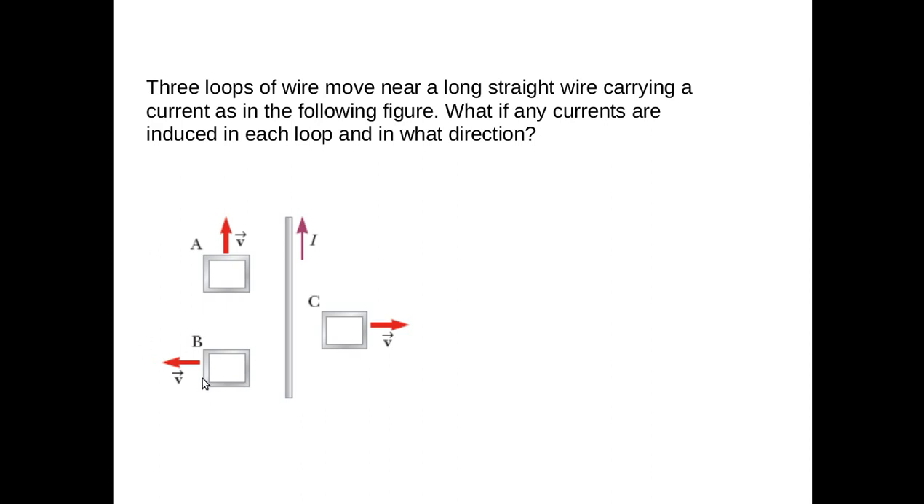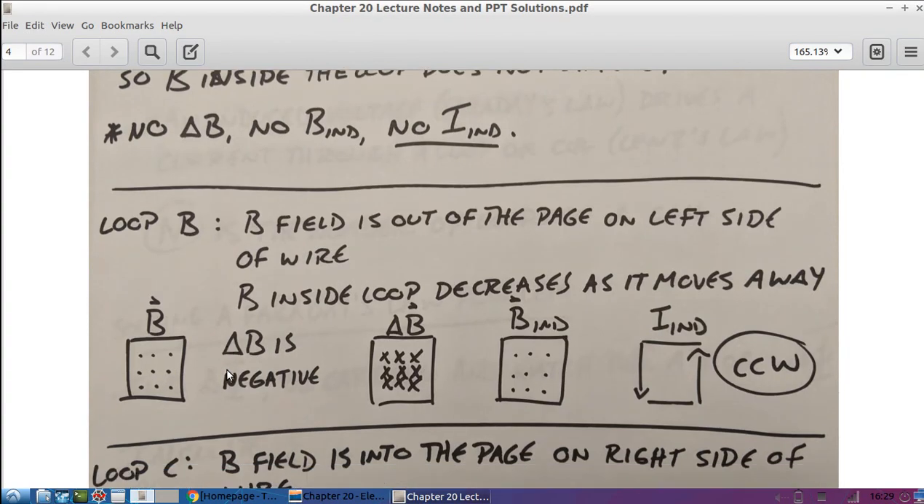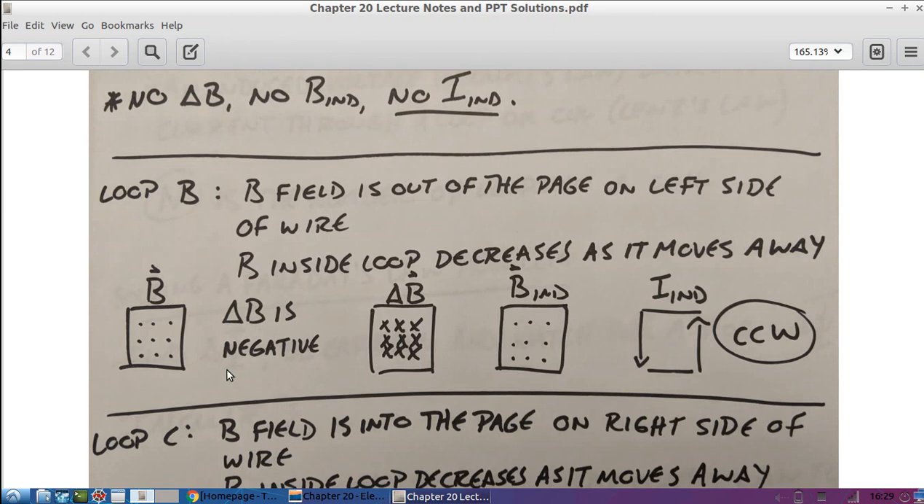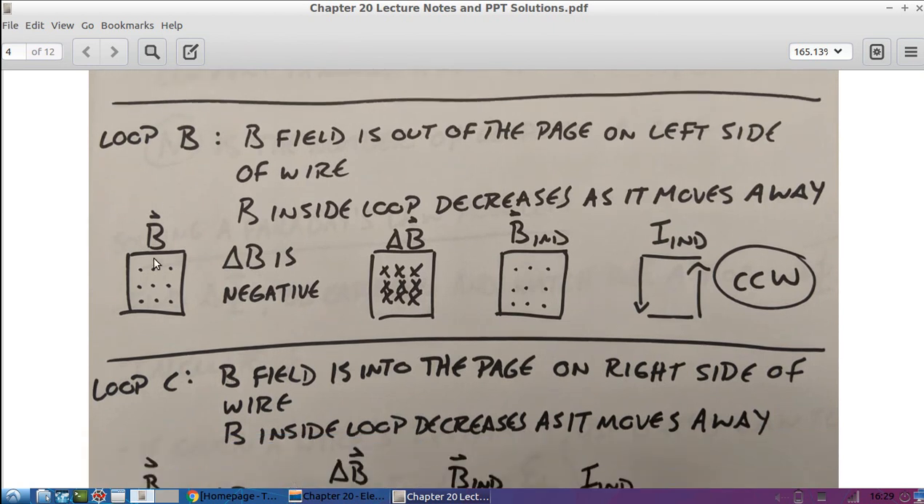So that means for loop B, B induced is into the page. It's initially out of the page, but it gets farther and farther away, so it's getting weaker. So delta B is into the page, because the magnetic field strength is decreasing. It's still pointing out towards me, but it's decreasing. So delta B is into the page. Flip it around to get the direction of B induced. If delta B is into the page, B induced is out of the page.